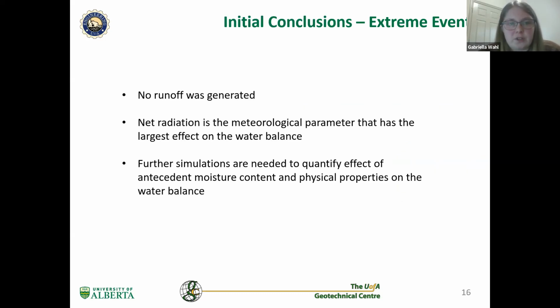And so these are just some initial conclusions from the extreme event. No runoff was generated, which was expected in more saturated conditions. And again, net radiation had the largest impact on the water balance. But my sensitivity analysis is not completely finished. I still need to quantify the effect of further unsaturated conditions if the model convergence will allow, and also look at how the field saturated hydraulic conductivity will affect the water balance, because that has been a large parameter in a lot of different water balance analyses.